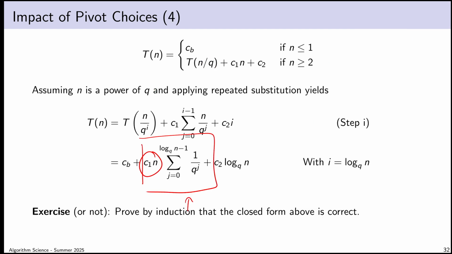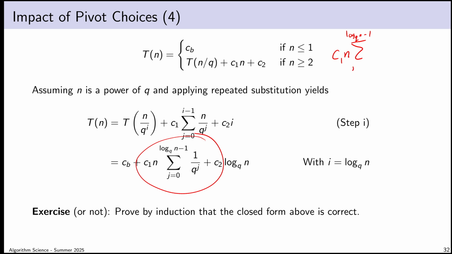Okay, so here's the technique I'm going to do. And I think you'll agree that this reasoning holds, even though this is a strange idea. I'm going to look at this summation here. This is the summation c1 n times a sum that goes up to log base q of n minus 1, starting at j equals 0, of 1 over q to the j. And I argue that first, because the thing on the right, 1 over q to the j, is always going to be a positive number, so this will never be negative.